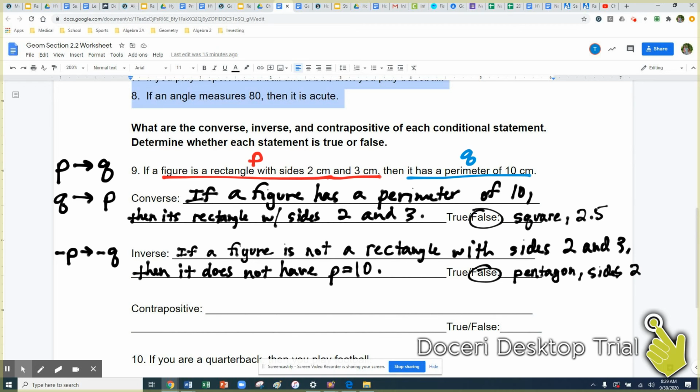Lastly, then, is the contrapositive. Contrapositive takes the converse and negates the converse. So if not Q, then not P. So we're taking that converse and we're going to negate both of those. To help me with the contrapositive, and when I looked at the inverse, I was looking at the conditional up here, I'm going to look at this converse and I'm going to negate it.